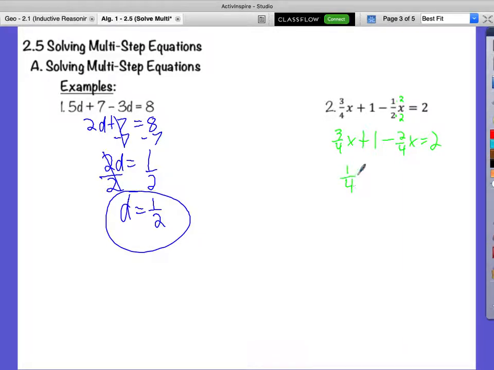So we have 1/4 x plus 1 is equal to 2. See how we combined like terms? That was still our first step. It was our first step over here, number 1, combining like terms. It's our first step here, number 2. We just had to get common denominators to do it. It's still all part of combining like terms.